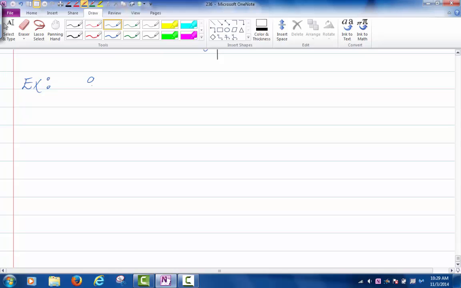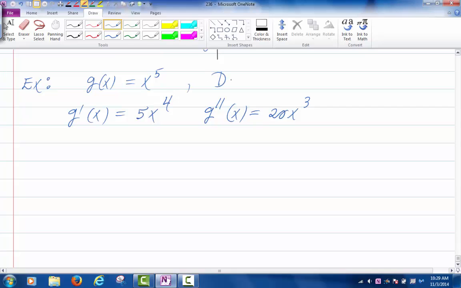If I have the function g of x to be x to the 5, right? How would I determine where the function is concave up and down and where the function is increasing or decreasing? I will have to find the first derivative, which is 5x to the 4, and I will also find the second derivative, which is 20x to the 3. What's the domain of this function? All real numbers, polynomial function.